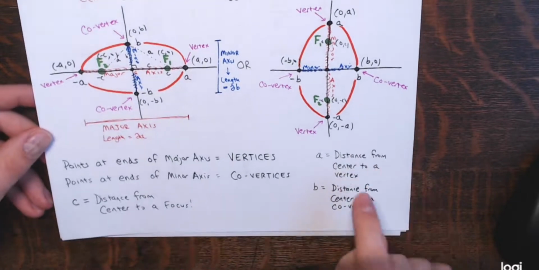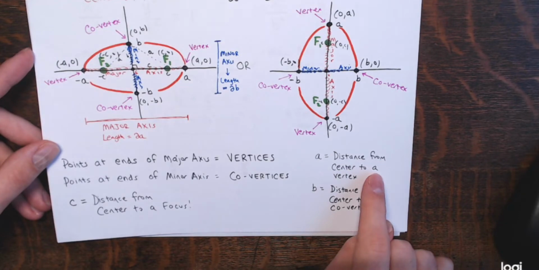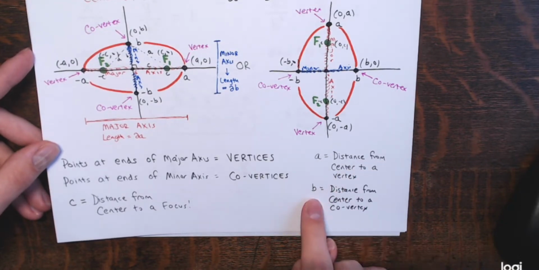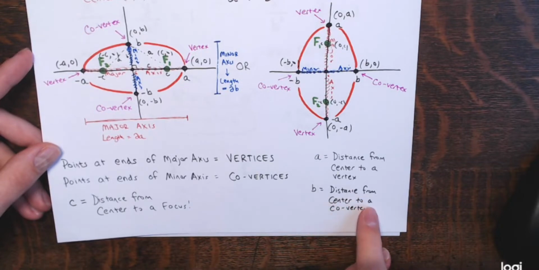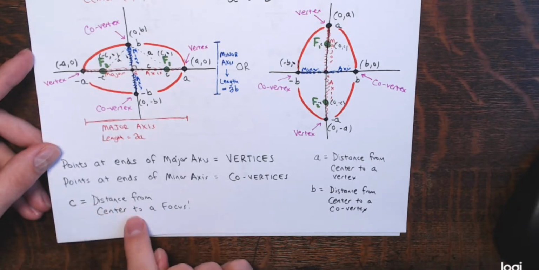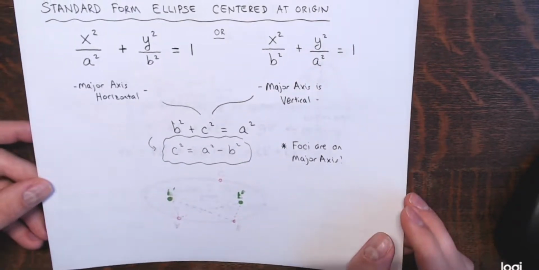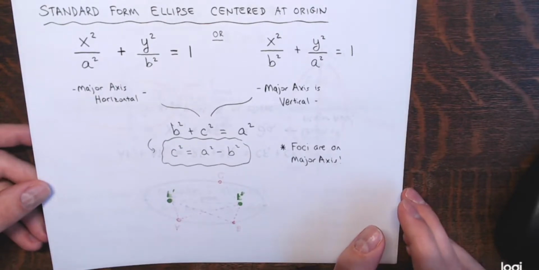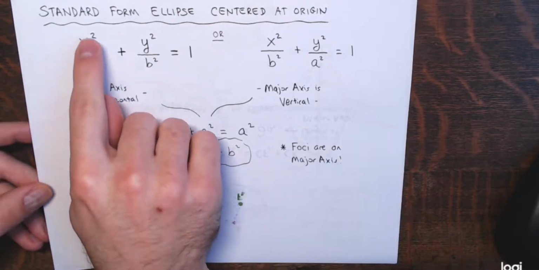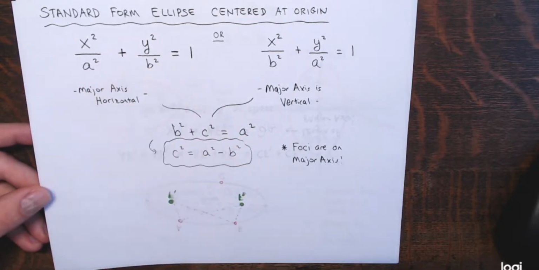You had this lowercase a, which was the distance from the center of the ellipse to a vertex. Lowercase b, the distance from the center to a co-vertex. And lowercase c was the distance from the center to a focus. I wrote out all this stuff, and here were the equations of an ellipse in standard form centered at the origin. It was x squared over some number plus y squared over some number equals 1, in either case, whether the major axis was horizontal or vertical.